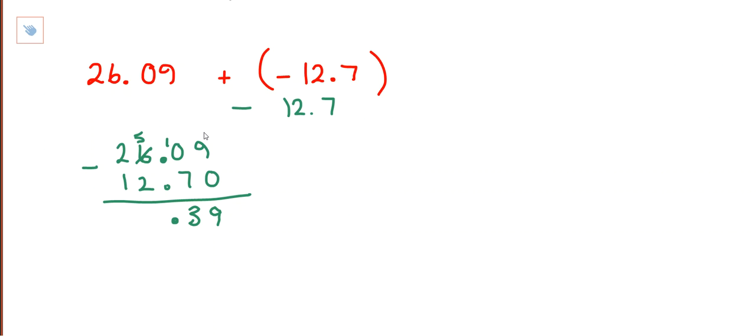So then 5 take away 2 would be 3. And then 2 take away 1 would be 1. So we've got 39. Is it a positive or negative answer? It's a positive answer. Okay.